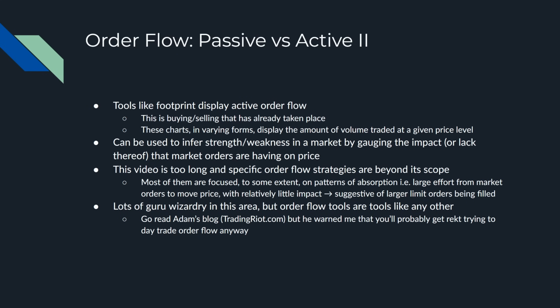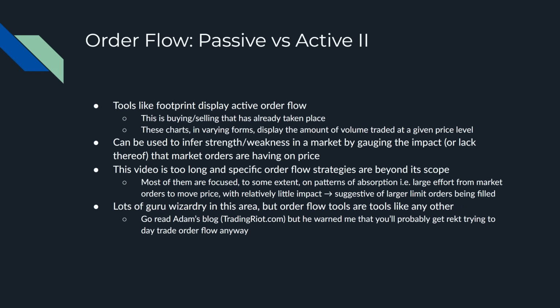Now, again, doing some sort of full order flow trading video strategy is beyond the scope of this video, and probably beyond my ability. But in essence, active order flow can be used to infer strength or weakness in a market by gauging the impact, or lack thereof, that market orders are having on price. So you can see it all comes back to market orders to a large extent. It's a very useful thing to look at, the orders and the impact they're having on a market.